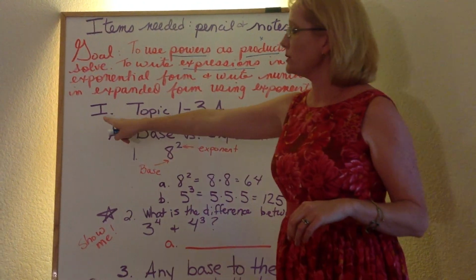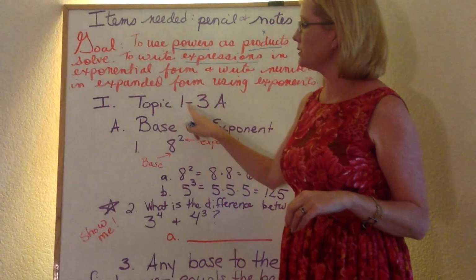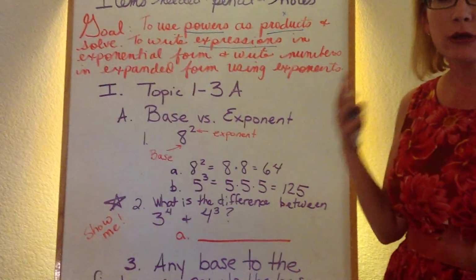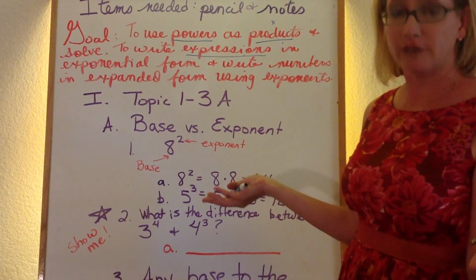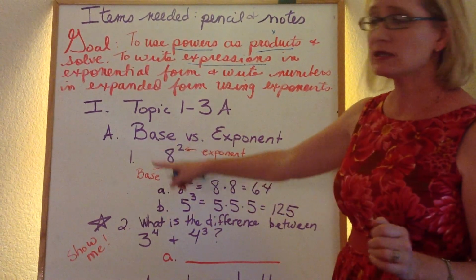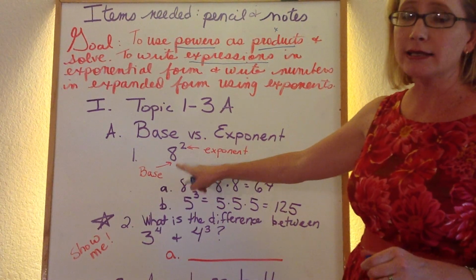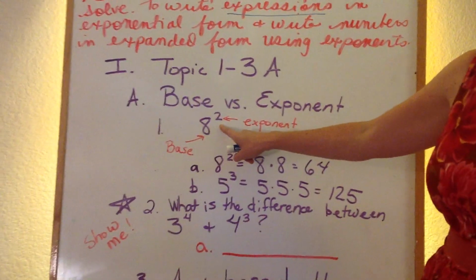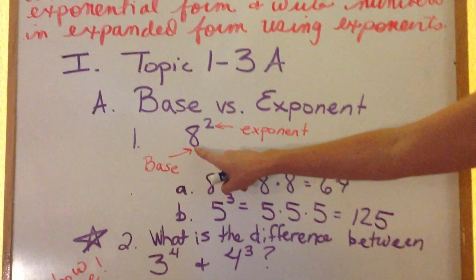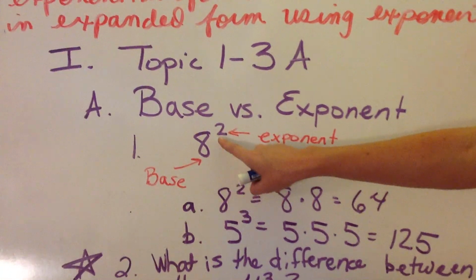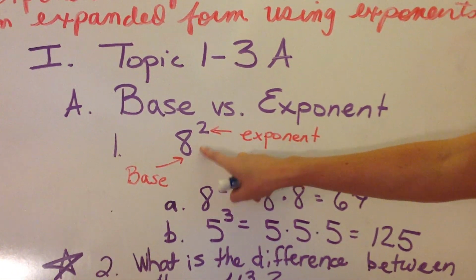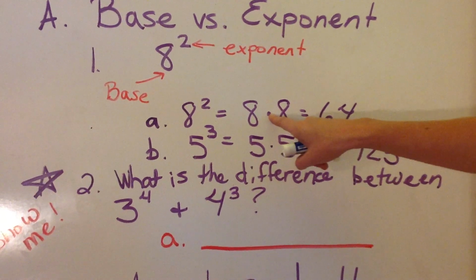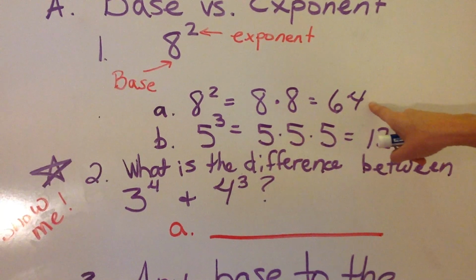So you need to do Roman numeral number 1, topic 1-3A, and the A is bases versus exponents. We need to remember what bases and exponents are. We defined them, but now we're going to use them. So I have this number here, 8 squared, or 8 to the second power. The large numbers are base, and the small numbers are exponent. Remember, the base tells us what number to write, to repeat, and the exponent tells us how many times to repeat it. So 8 squared would be 8 times 8. Remember, we use a dot, not an X for multiplication. And 8 times 8 equals 64.